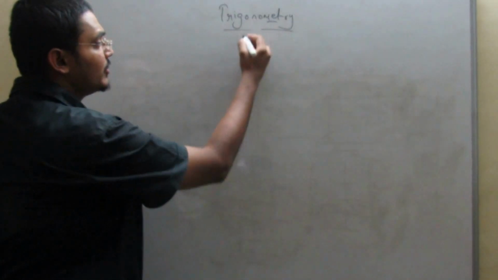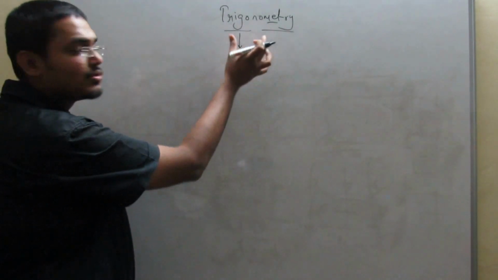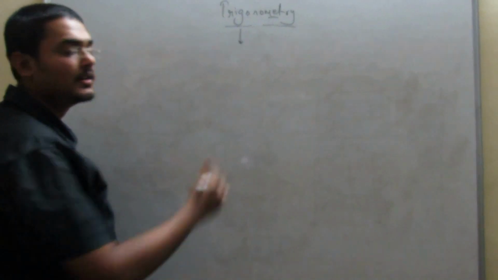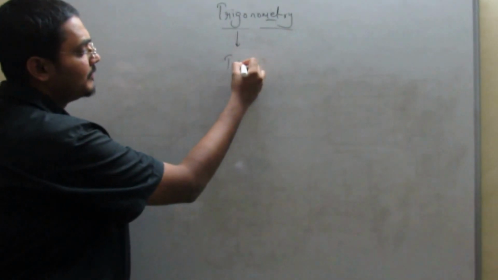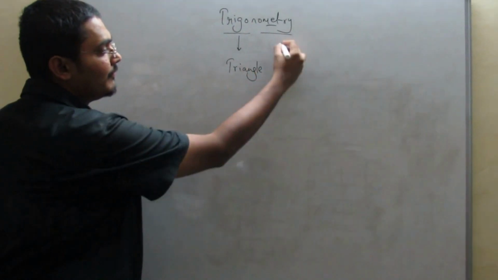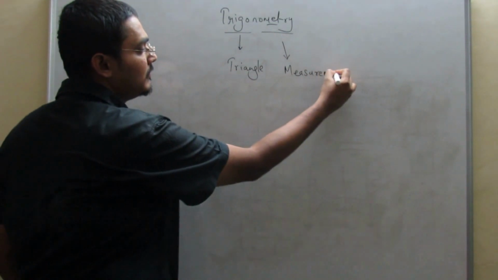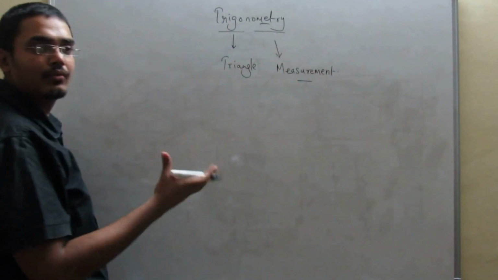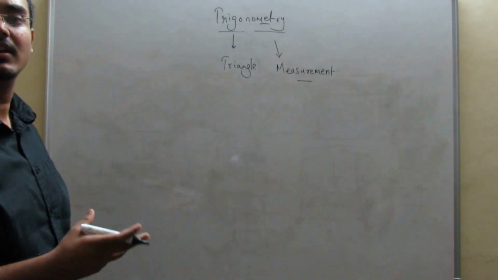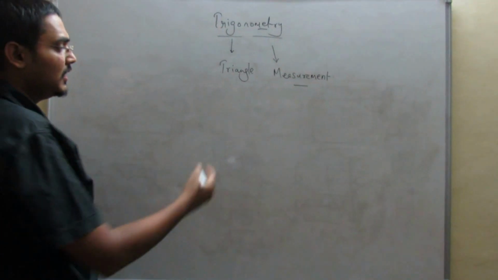Trigonometry. Trigonometry basically has two words, trigon and metry: triangle and measurement. So whatever we do with measurements of a triangle, it forms trigonometry.